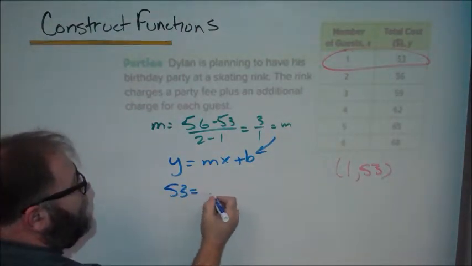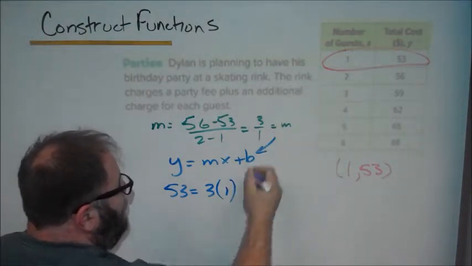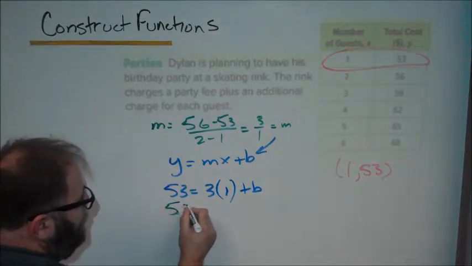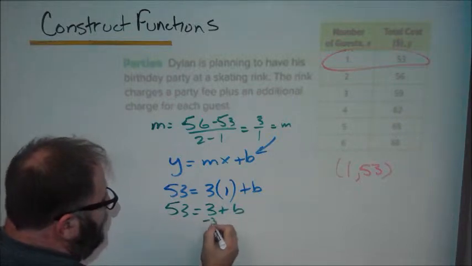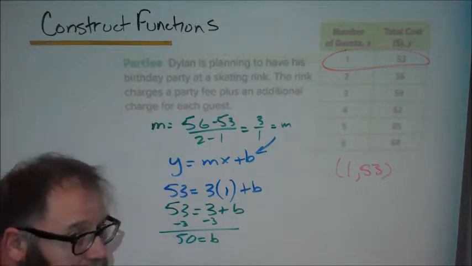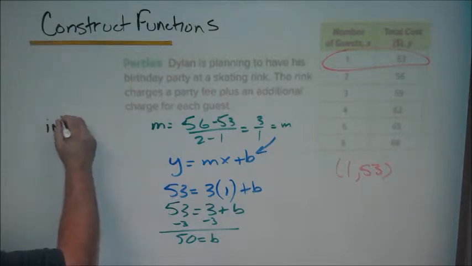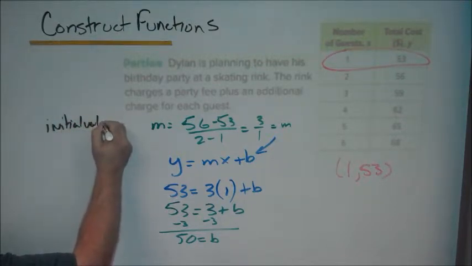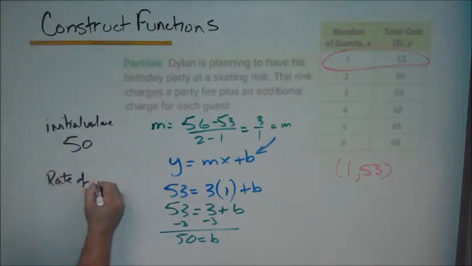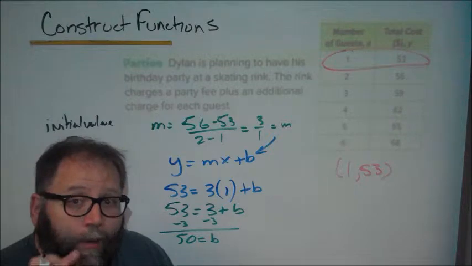So that gives me 53 equals 3, my slope, times 1, my x value, plus b. Then that's going to be 53 equals 3 plus b, subtract 3, subtract 3. And now I've got 50 equals b. So now I know the initial value was 50. And I know that the rate of change was positive 3. That's great. Now what does that actually mean?